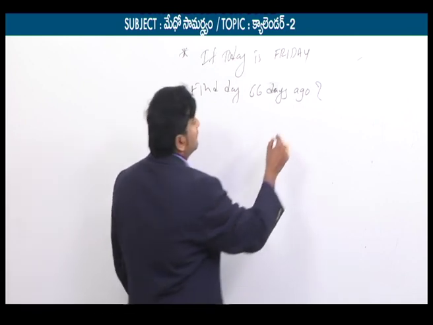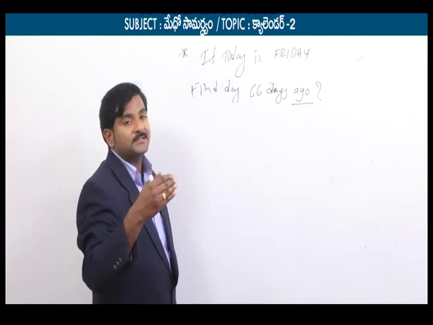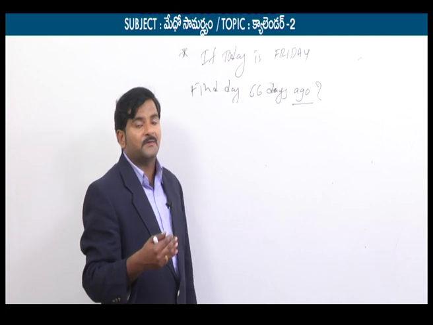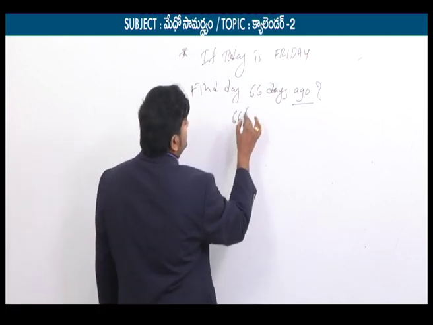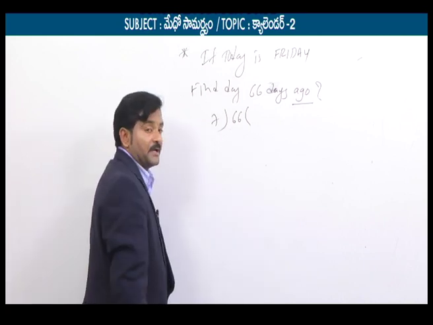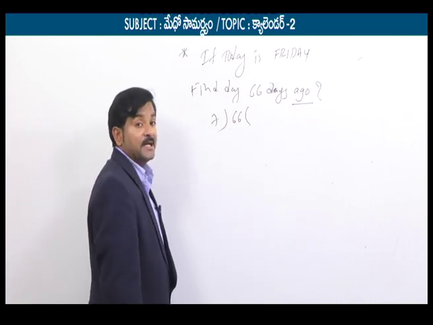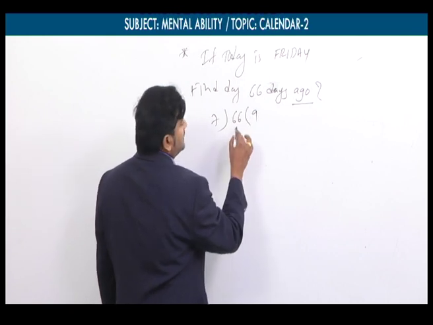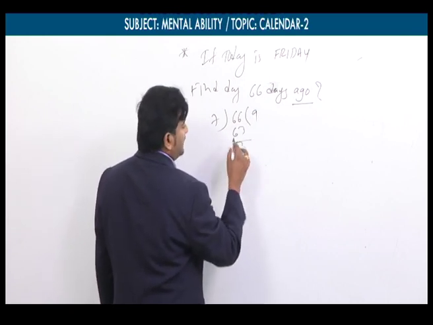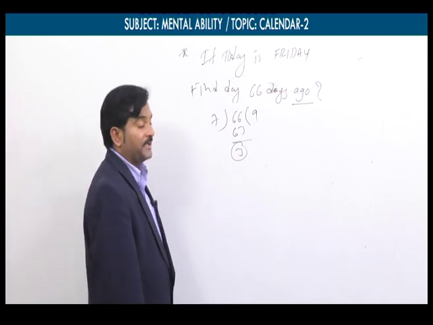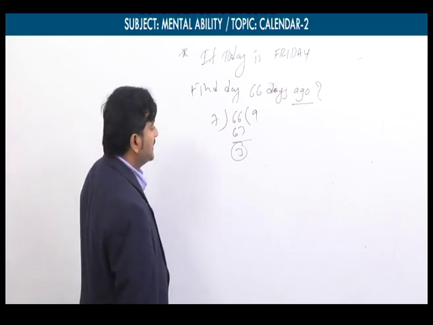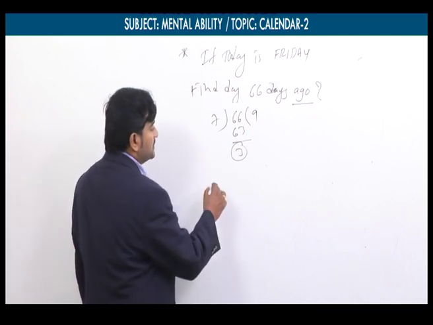Whenever he mentions the word ago, one thing is as usual: we have to find out the number of odd days. First of all, we will do that. 66 divided by 7. 7 8s are 56. 7 9s are 63. Here also I am getting 3 as the remainder. Even taking questions randomly, I am getting remainder 3. No issue.